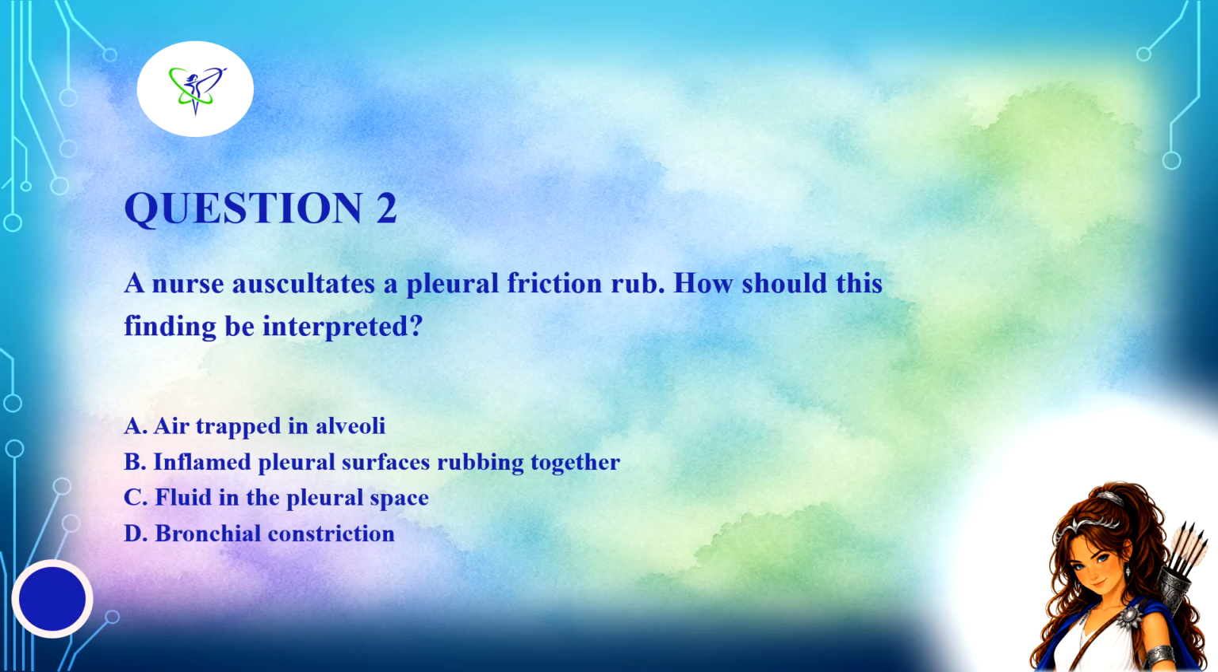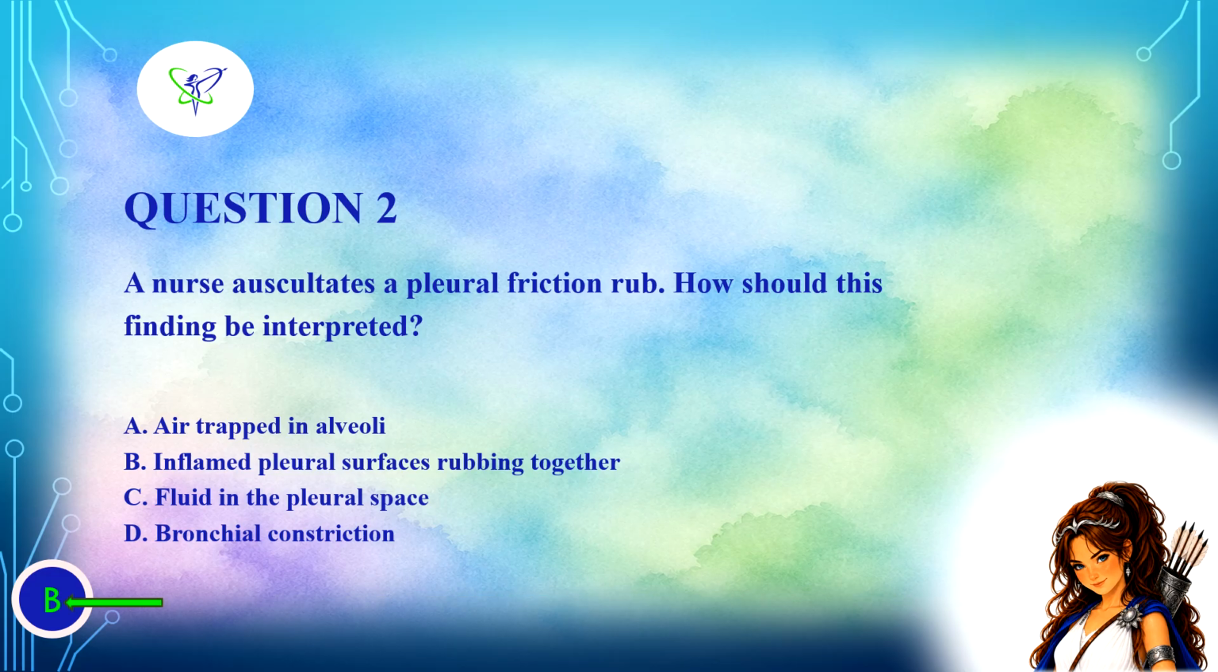Thanks, Artemis. Question 2. A nurse auscultates a pleural friction rub. How should this finding be interpreted? A. Air trapped in alveoli. B. Inflamed pleural surfaces rubbing together. C. Fluid in the pleural space. Or D. Bronchial constriction. I'm going to say B.